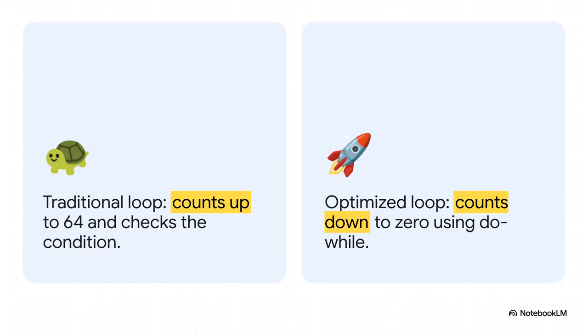Now check out the difference in how we can construct loops. On side A, we've got your standard textbook C loop. You start at 0, you count up to 64, and you check the condition every single time. But on side B, we have an ARM-optimized loop. We're using pointer increments to move through the data array, but more importantly, we're using a do-while loop that counts down to 0. So you might be wondering, why on earth does counting backward make our code faster?